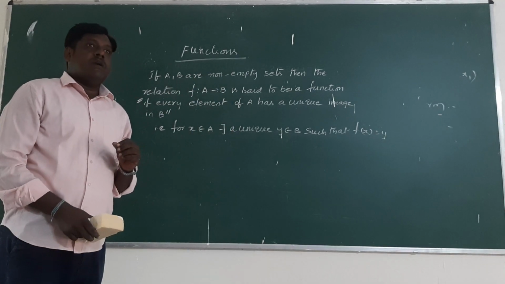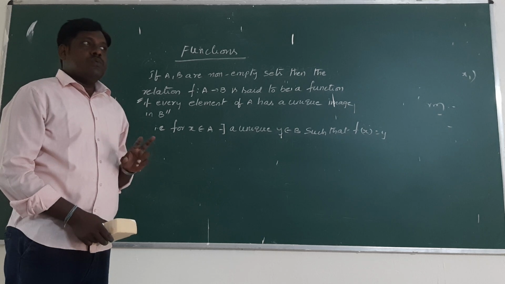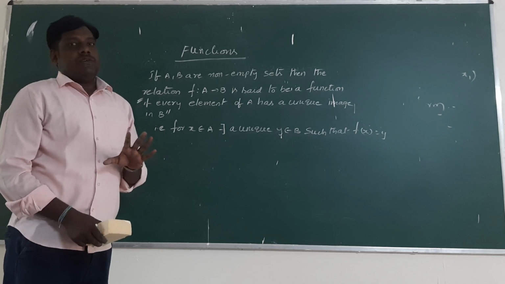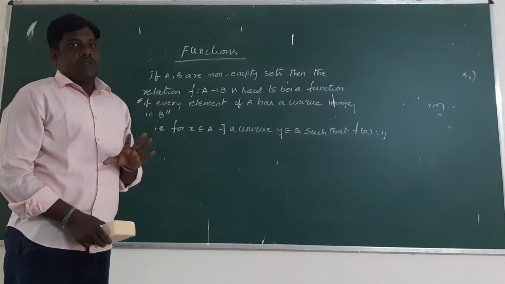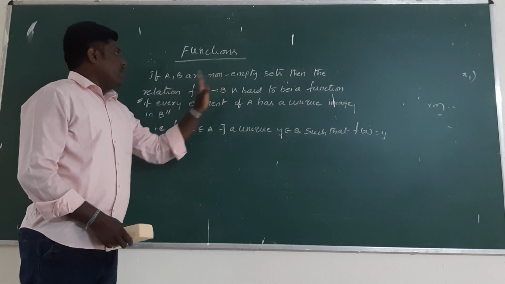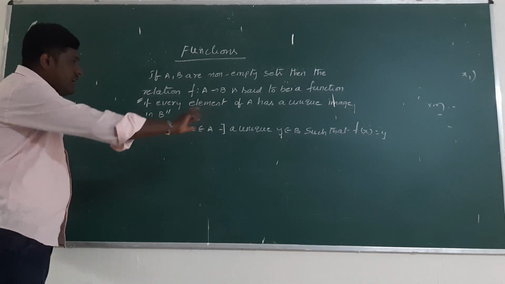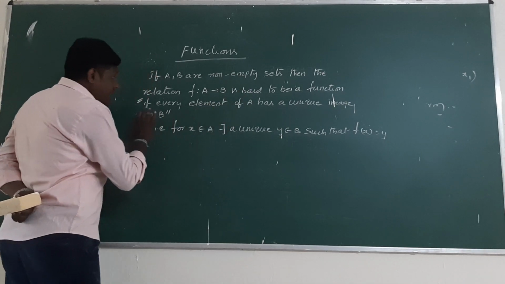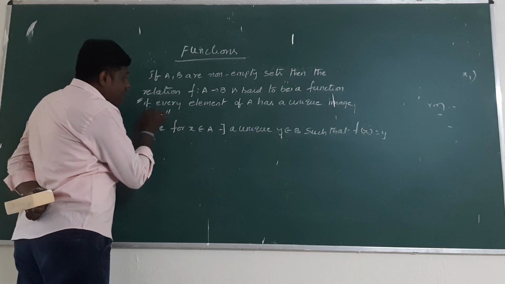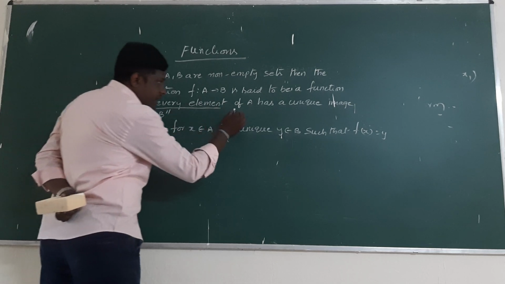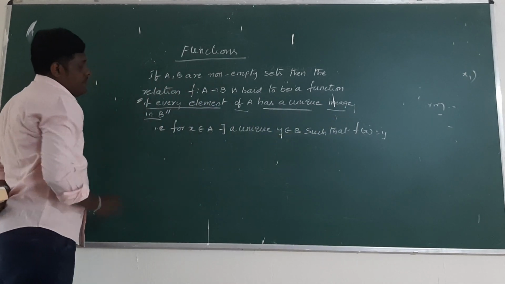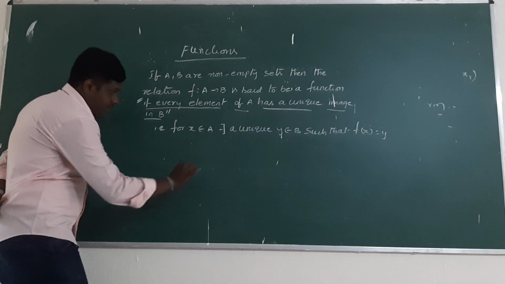What is the meaning of non-empty sets? The two sets should contain a minimum of one element. That's why A and B are called non-empty sets. Therefore, the relation from A to B is said to be a function if every element of A has a unique image in B. You should mark every element in A.